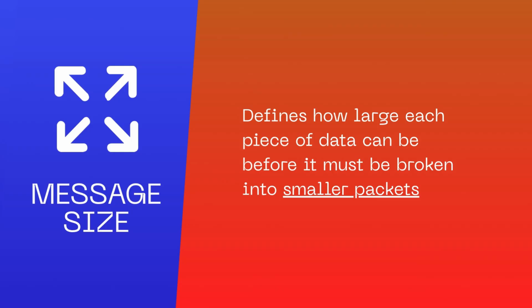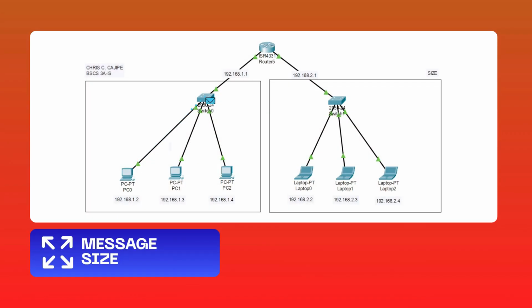Then, we have message size. Each network limits how big a packet can be. This is known as the maximum transmission unit. If a packet exceeds that limit, it's broken down into smaller segments so it can be sent efficiently. In Packet Tracer, this happens automatically when simulating file transfers between devices.